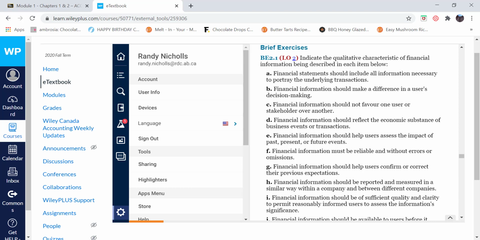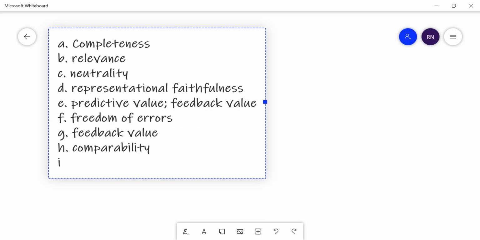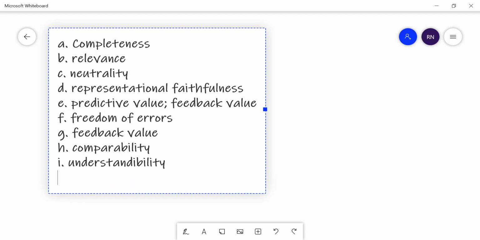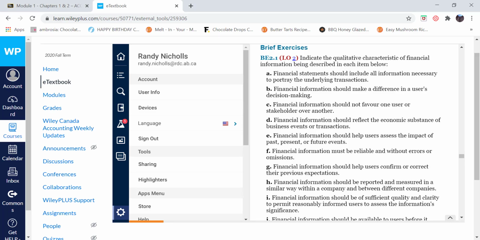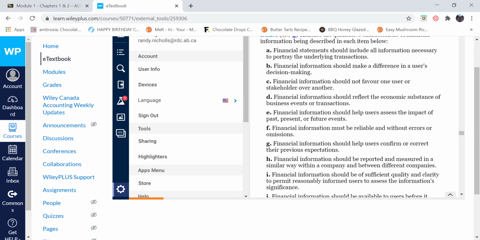Financial information should be of sufficient quality and clarity to permit reasonably informed users to assess the information's significance. I'm not sure, other than the word clarity, I agree with a lot of that definition. But when we're talking clarity, we're talking understandability. Typing is hard. Okay? It should be understandable. It shouldn't use overly complex terms. You should be able to find what you want relatively easily.